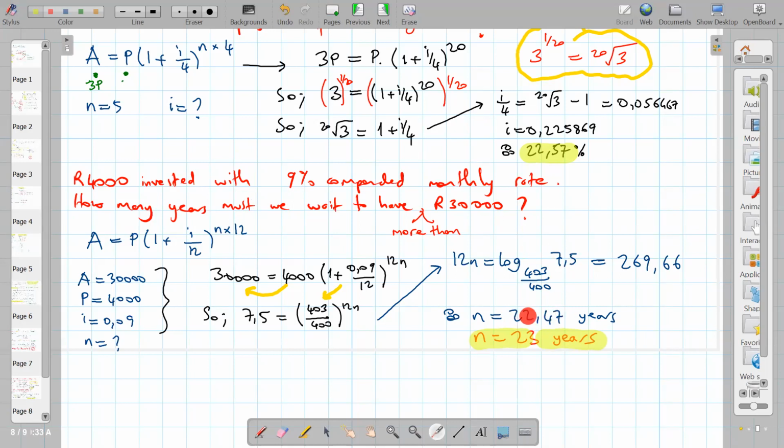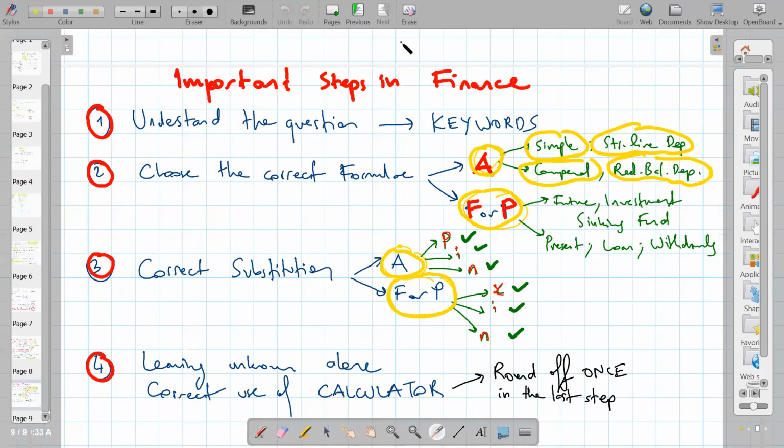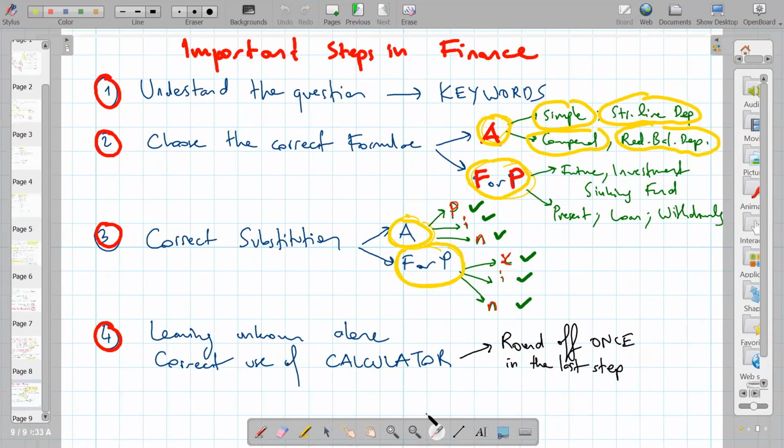You need to convert this into years because it's almost 22 and a half years, isn't it? That means 22 years, 6 months. 22 and a half is 22 years and 6 months. Okay, then we were mentioning this while some of you were absent as the steps. You need to understand the question. Keywords are important. It's compound or population or inflation or future investment or sinking fund. Sorry, loan withdrawals. There are different keywords, and you use different formulas.